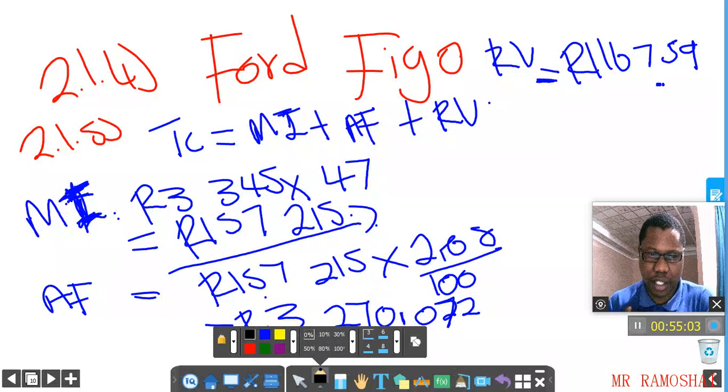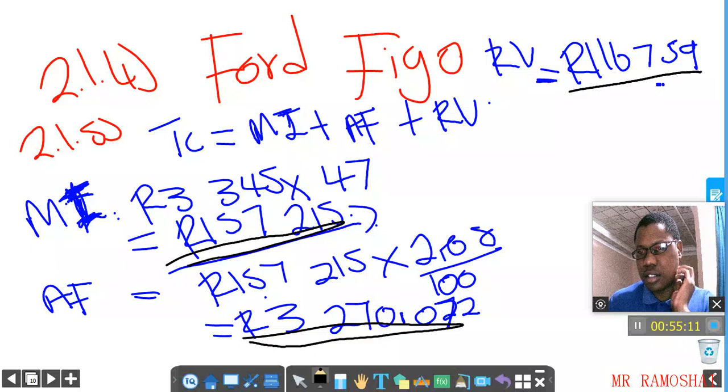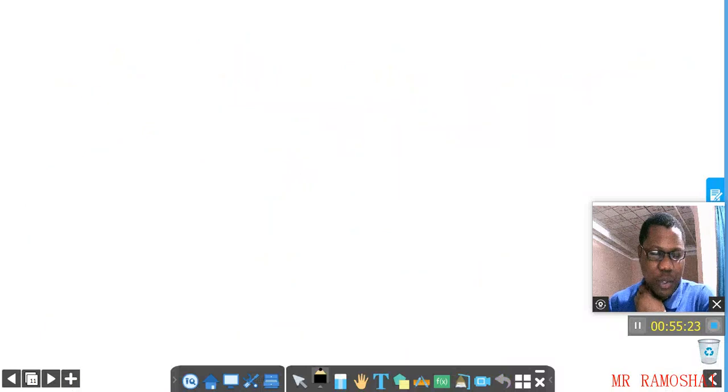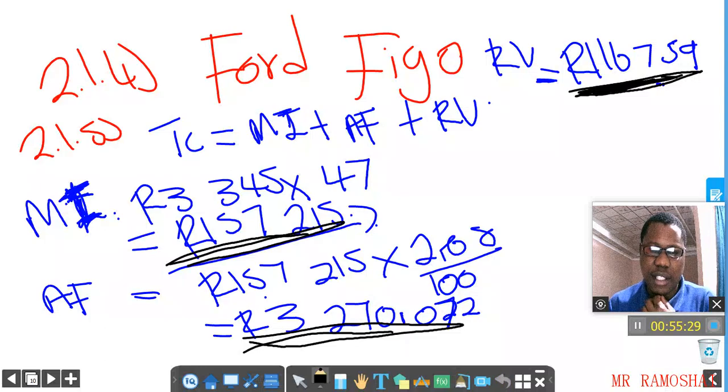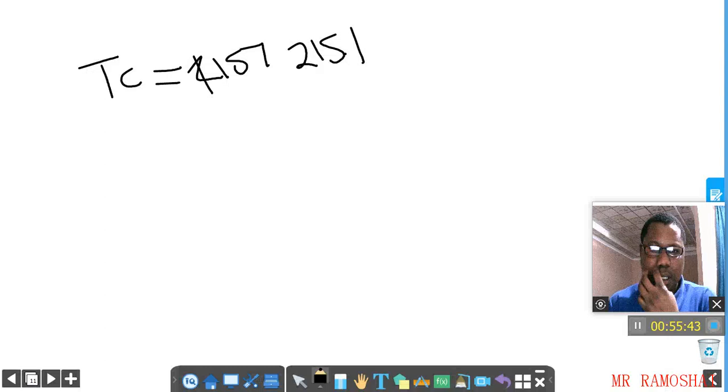So we have our three amounts here that will give us the total cost of that vehicle. There's no need to write the formula. We're going to say TC is equal to the monthly installment for 47 months, 157,215, plus the admin fee.